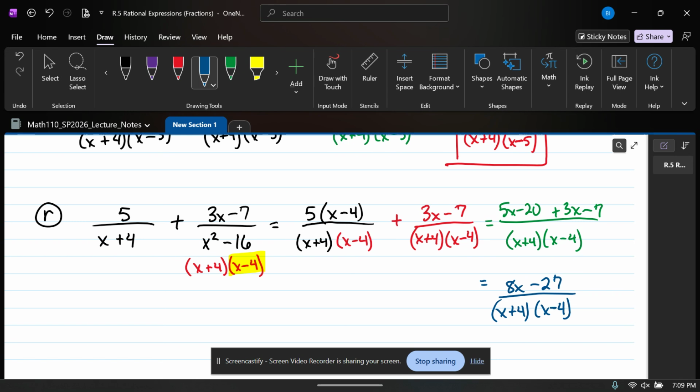Will 8x minus 27, will it factor? Eight and 27, do they have anything in common? No. There's not an x squared on there, so I can't do any difference of squares or cubes or anything like that. So that is all that I can do on that one.